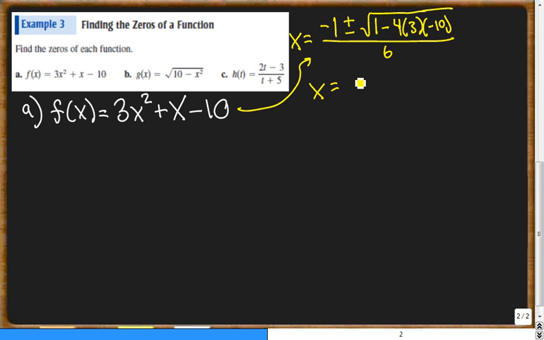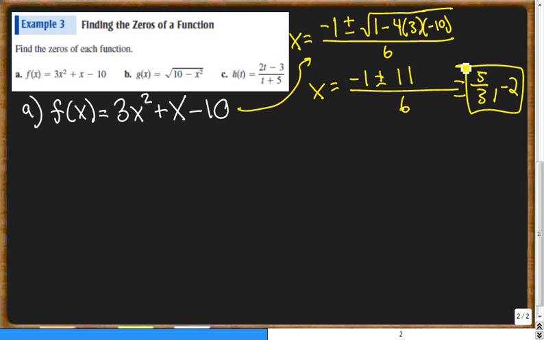So we should get x to equal -1 plus or minus the square root of 121 over 6, and the square root of 121 is the same as 11. So we end up getting either 10/6 or -12/6. So it's going to be 5/3 or -2. So those are two zeros for that. X would have to be either of those to make the whole thing 0.